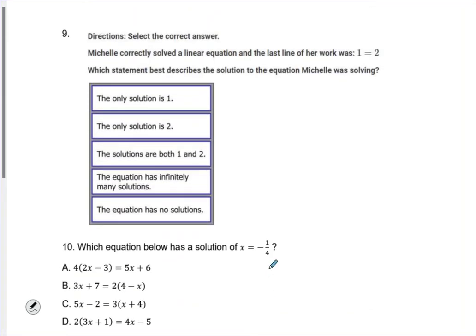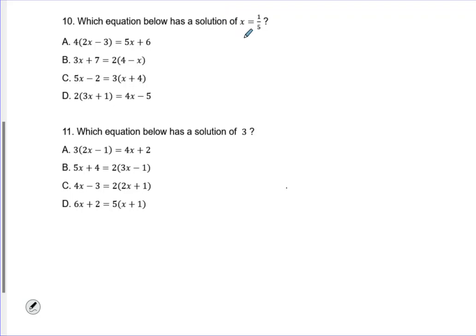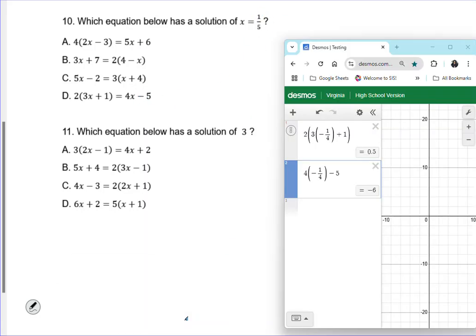Alright, 3 more questions here. It says here, select the correct answer. Michelle correctly solved the linear equation. And the last line looked like this. So that means it just has no solutions, okay? Because you have two different numbers on either side of the equal sign. So this question is asking us to see which has a solution of 1 over 5. Since it's expecting me to solve each one to see which one, I think I will just do this one in Desmos, okay?